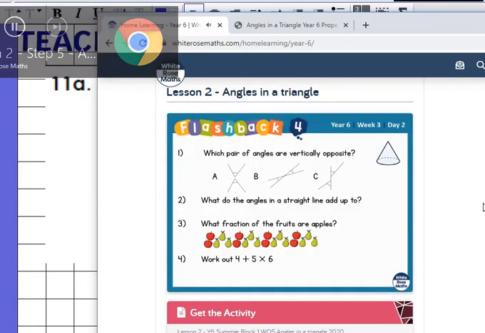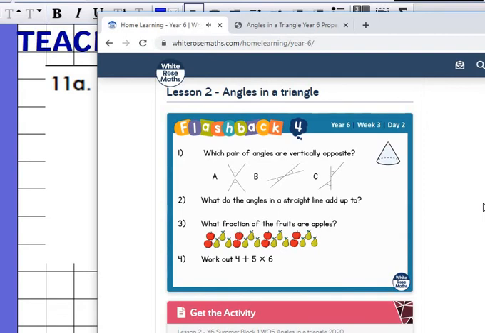Flashback 4 to start us off with. Remember, name that shape as well. So pause the video, have a go. Okay, let's go. Number 1. Which pair of angles are vertically opposite?